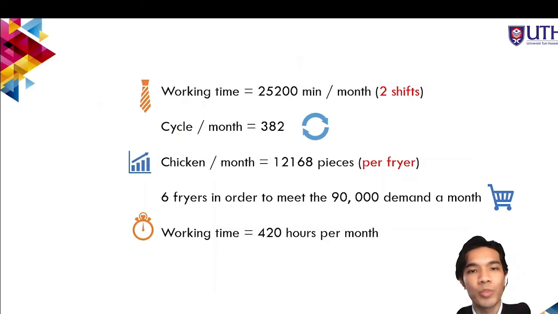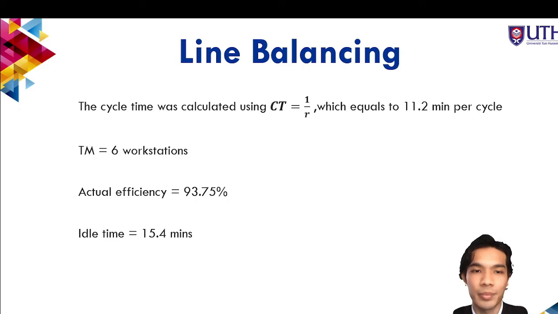So based on the previous table, the working time per month obtained is 25,200 minutes per month. That is within 2 shifts, while the cycle time is 382 minutes. The chicken per month is 12,168 pieces per fryer. So it will need a minimum of 6 fryers in order to cope with the monthly demand of 90,000 chicken per month. Therefore, the working time is 420 hours per month.